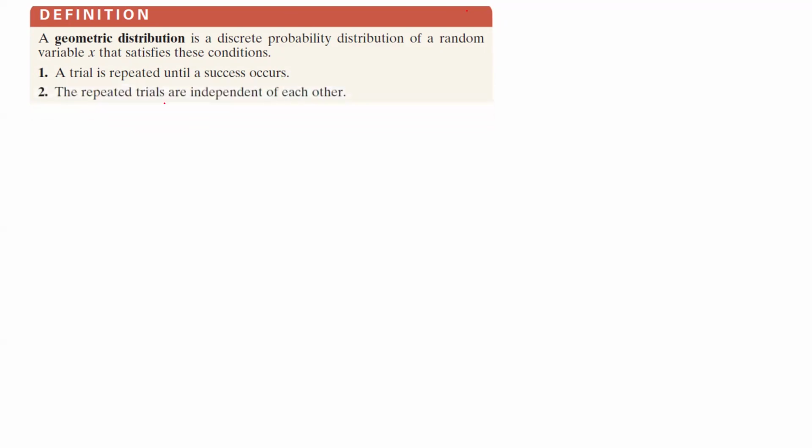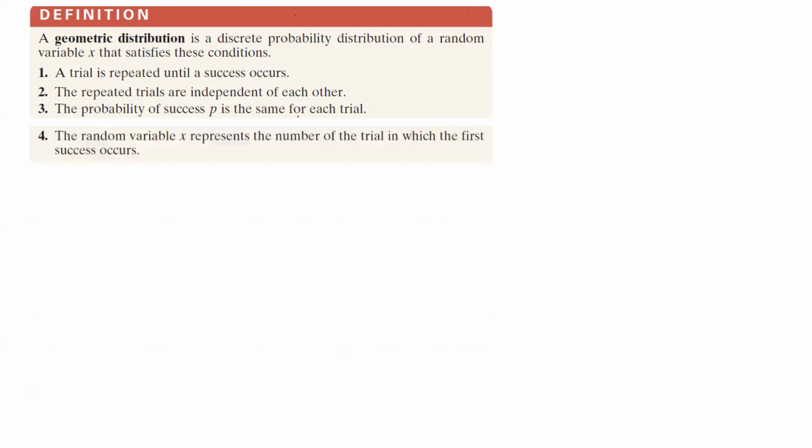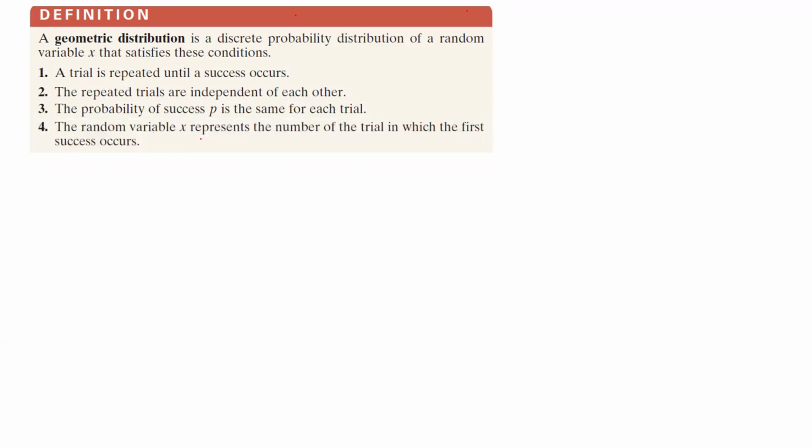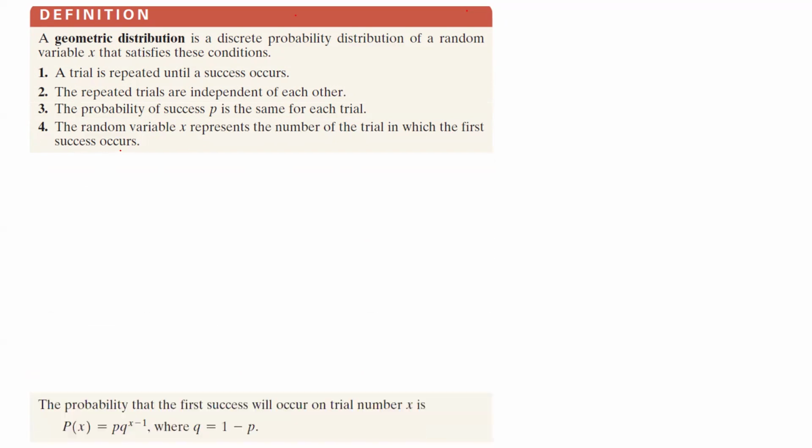2, the repeated trials are independent from each other. 3, the probability of success P is the same for each trial. 4, the random variable x represents the number of trials in which the first success occurs.